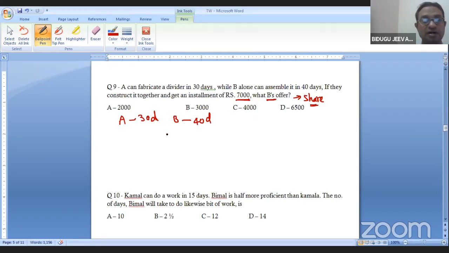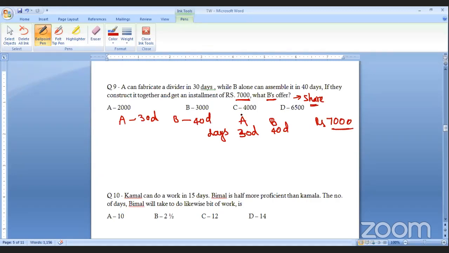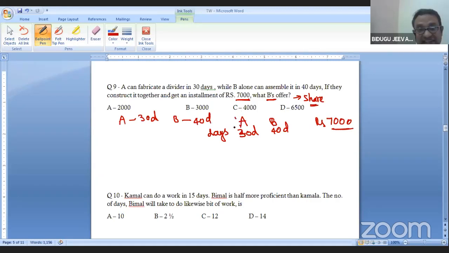Now, A can do it in 30 days, B can do it in 40 days. These are days. 7,000 they got. Who will get more? A will get more. A is efficient, so he is doing it in fewer days. Obviously he is efficient, so definitely A will always get more.